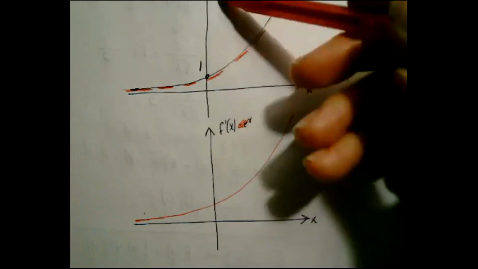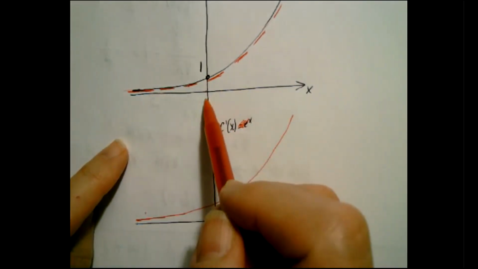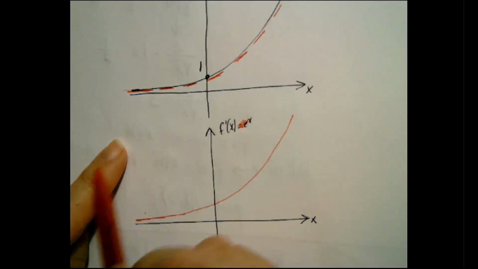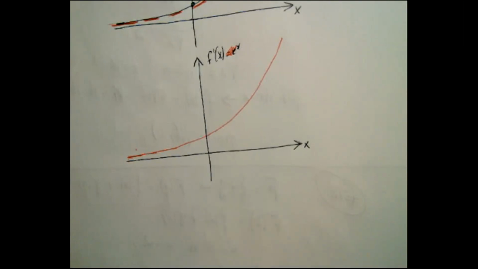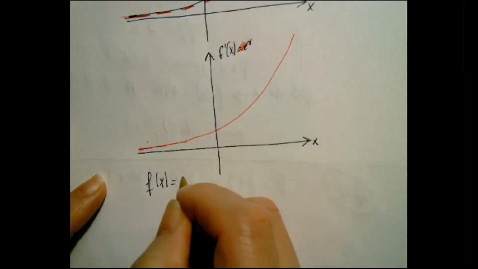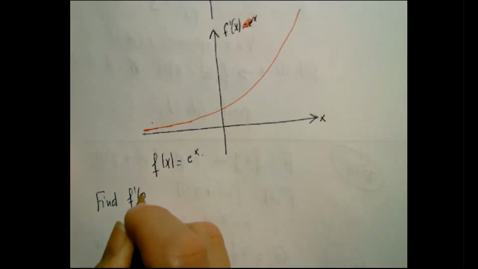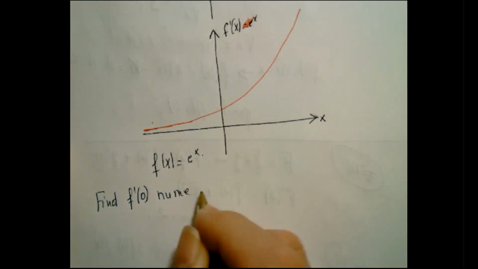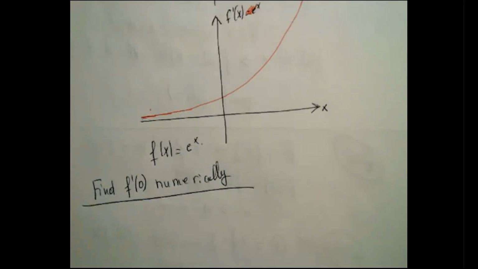Okay, so it's very similar in the graph, but what is the derivative? First, I'm going to focus on the derivative at 0. We're going to do this numerically, and then find the derivative for any x. So first, let us find the derivative of f at 0, where f of x equals e to the x. Step number 1: find f prime at 0 numerically. And I will make sure you know what this means.